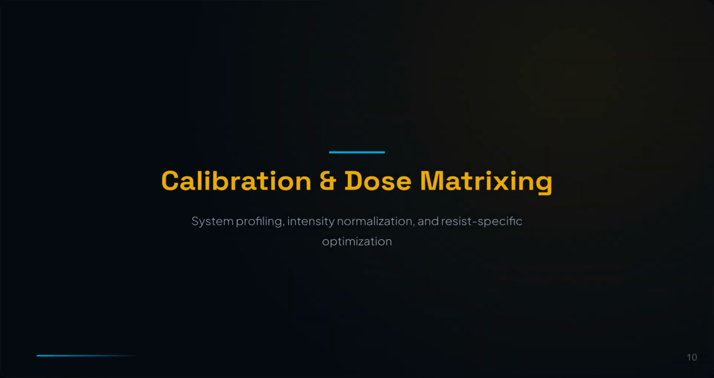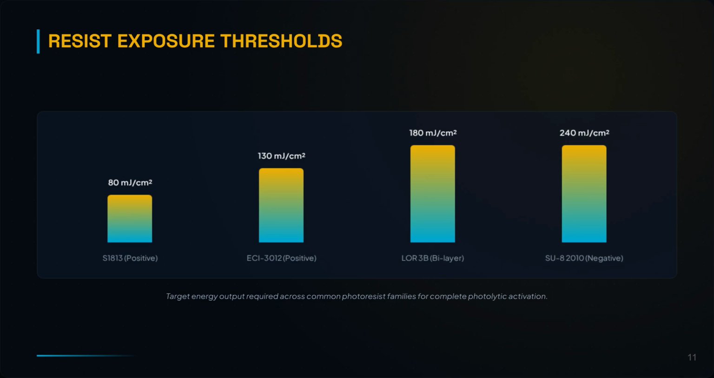Next, we discuss calibration and dose matrixing, essential for system profiling, intensity normalization, and resist-specific optimization. Different photoresists require specific energy thresholds for photolytic activation, ranging from 80 millijoules per square centimeter for S1813 to 240 millijoules per square centimeter for SU82010.